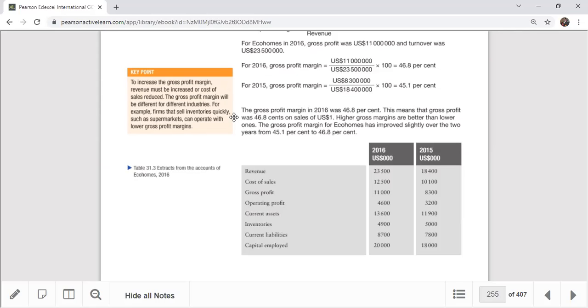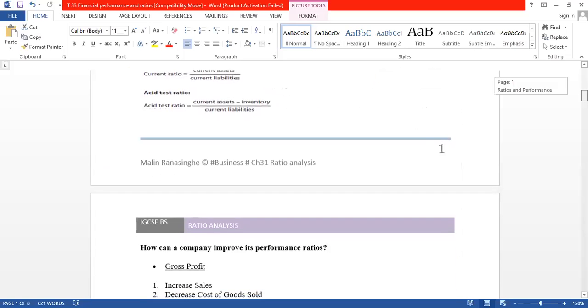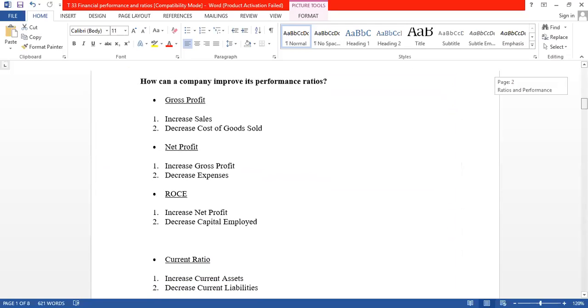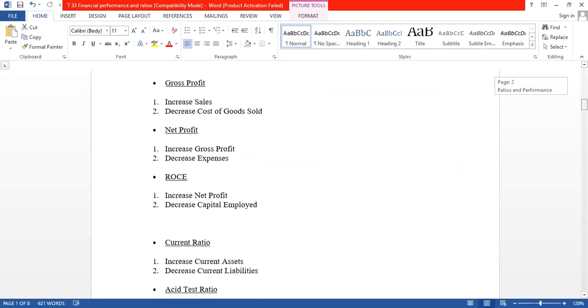So, the gross profit margin for Eco Homes has improved slightly over the two years. By looking at the statement, you can see revenue increased and cost of sale increased. Gross profit also increased, so the gross profit margin increased, right? This one I have given in my handout also. You can go to the financial statement, tute number 33. There you can find the formulas for gross profit margin. How can a company improve the performance? Gross profit margin can increase by increasing sales or decreasing cost of goods sold.